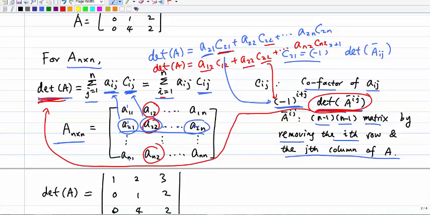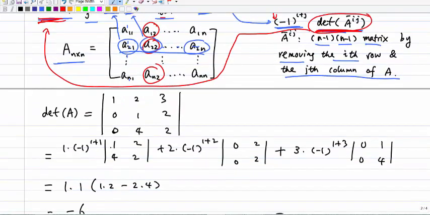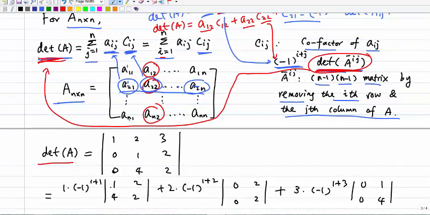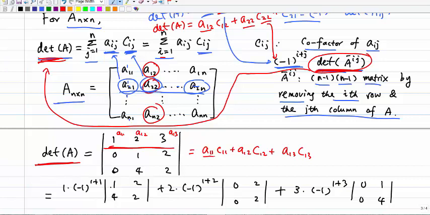Let me give you an example of how we do that. The determinant of A, where A is given by 1, 2, 3, 0, 1, 2, 0, 4, 1. I can use the first row to compute the determinant. This is a11, this is a12, and this is a13. So I have a11 C11 plus a12 C12 plus a13 C13. Here a11 of course is 1.